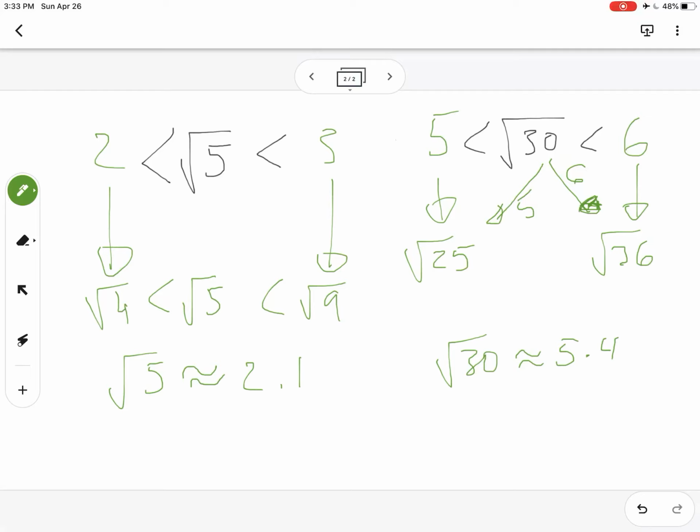If I were to put it in my calculator, I could get an exact number, but for this, it's just an estimation. So that's a quick little example of some square roots. On the next slide, you're going to have some practice problems, so I'll let you get to those.